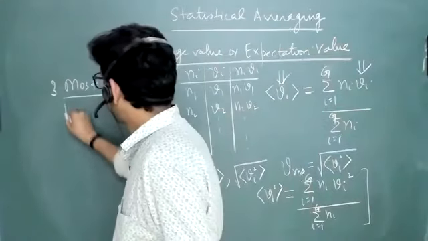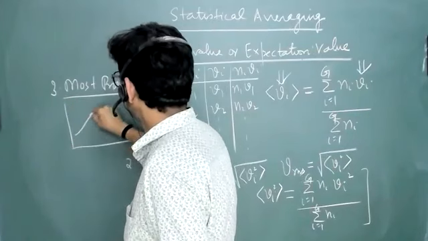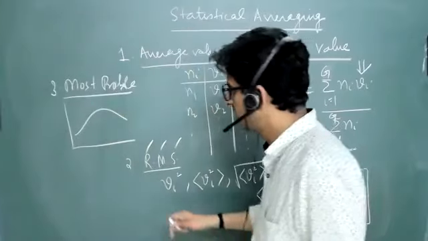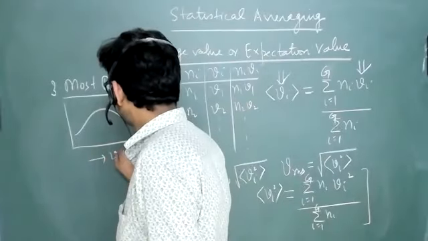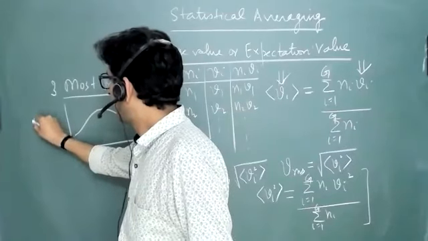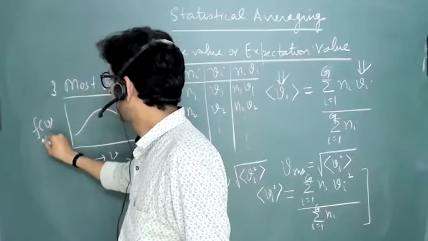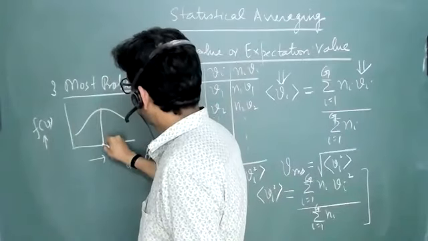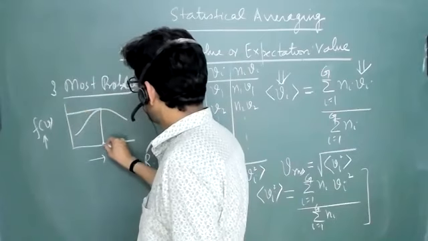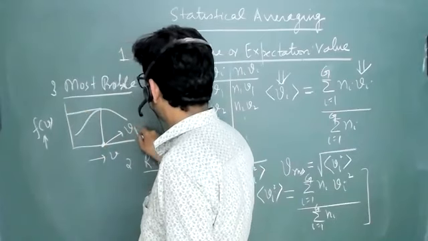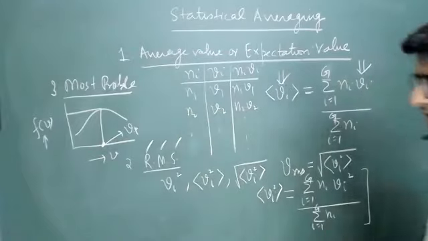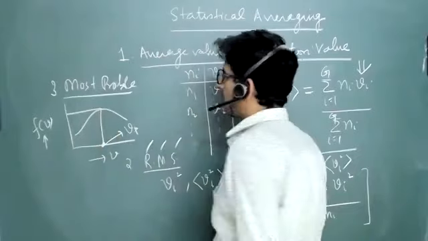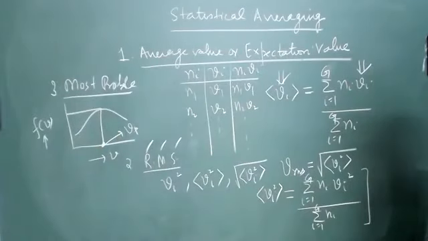So if you make a probability distribution curve, suppose this is some distribution curve, I will discuss it later on. Suppose this is velocity and this is some probability distribution curve represented by some function. If this is a probability function, the maximum probability suppose is here. So this will become the most probable velocity, because this velocity corresponds to maximum probability. That's why the name most probable velocity.